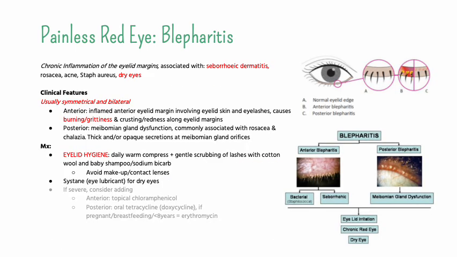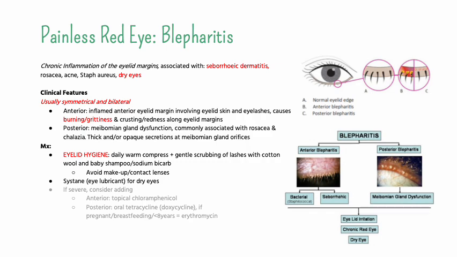So blepharitis is the chronic inflammation of the eyelid margins associated with seborrheic dermatitis, Staph aureus, and dry eyes. It's usually symmetrical and bilateral, and there are 2 main types, anterior and posterior blepharitis. Posterior blepharitis is associated with meibomian gland dysfunction, which in itself is associated with rosacea and chalazia. Anterior blepharitis is associated with seborrheic dermatitis and Staph aureus.